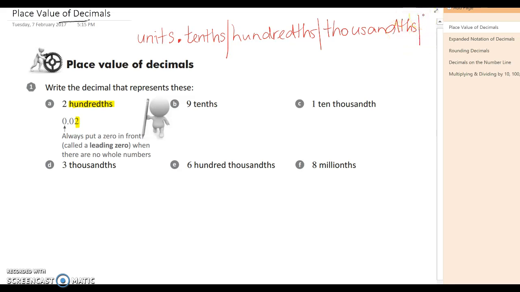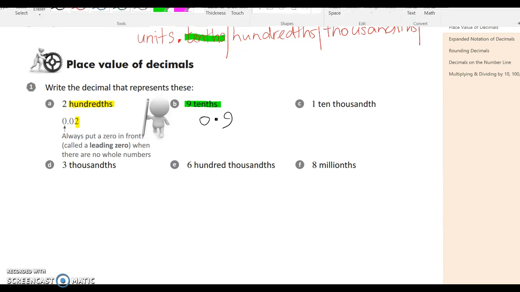So if I'm going to look at this one, here I've got 9/10. So that means I want to go in the tenths column there, which is exactly after the decimal point. So that's going to be a 9 in the spot exactly after the decimal point.